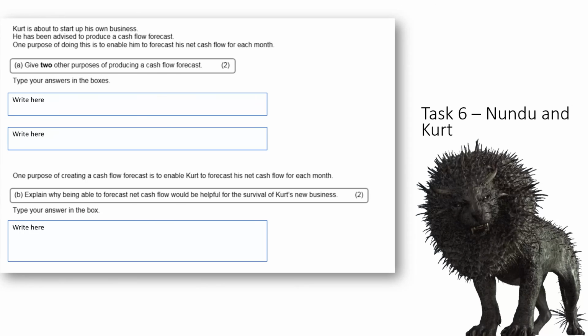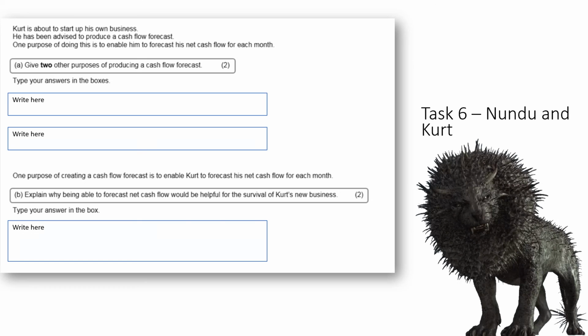Second part. One purpose of creating a cash flow forecast is to enable Kurt to forecast his net cash flow for each month. Statement like above. Part B. Explain why being able to forecast net cash flow would be helpful for the survival of Kurt's new business. Now, as we've come so far through all the finance of Aim B and where we are on Aim C, what you need to do now is see how well you can do by going back over the last few slides, or the last few minutes, because you're looking at purposes of the cash flow and how net cash flow can help.